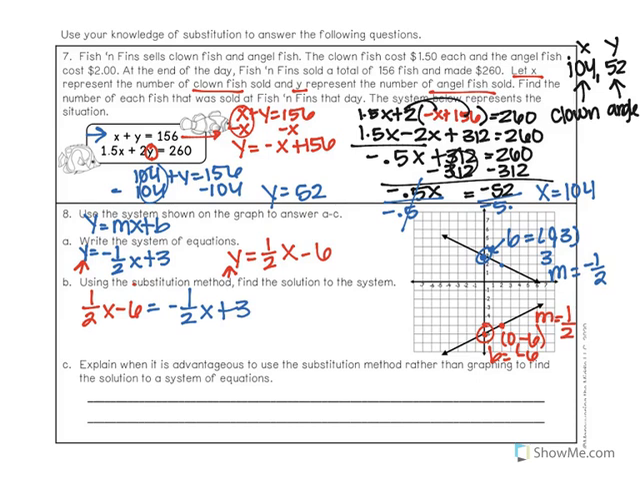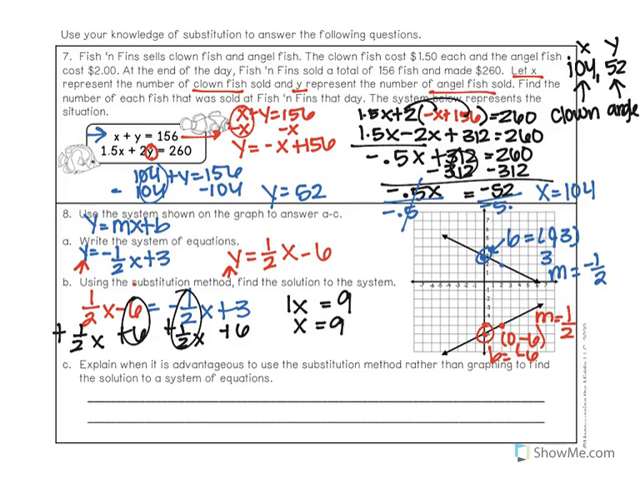What I'm going to do is add 1/2 x to both sides, which gives me a zero pair. I'm also going to go ahead and add 6 to both sides because I have to have a zero pair on both sides. That gives me a zero pair. I'm left with 1/2 plus 1/2 is 1 whole x is equal to 3 plus 6 is 9. And so x is equal to 9.